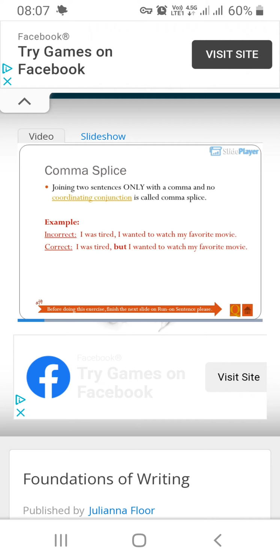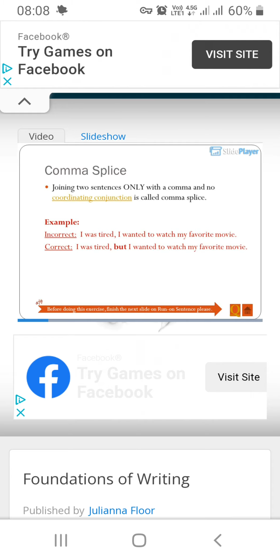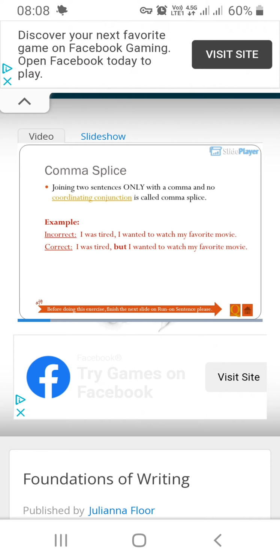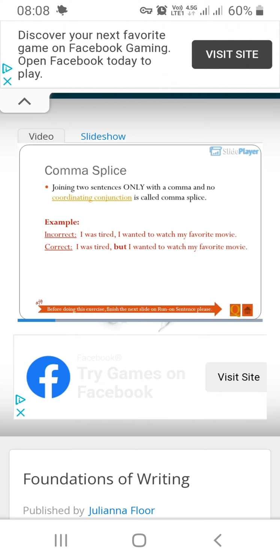Comma splice. Joining two sentences only with a comma and no coordinating conjunction is called a comma splice. Example. Incorrect: I was tired, I wanted to watch my favorite movie. Correct: I was tired, but I wanted to watch my favorite movie. Before doing this exercise, finish the next slide on run-on sentences please.